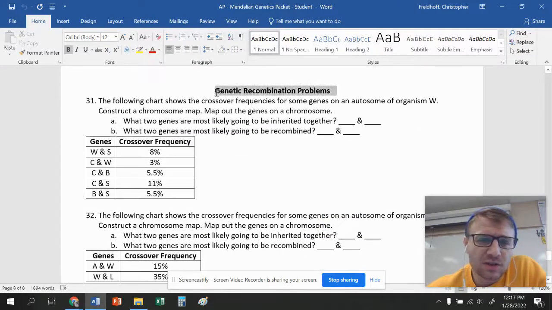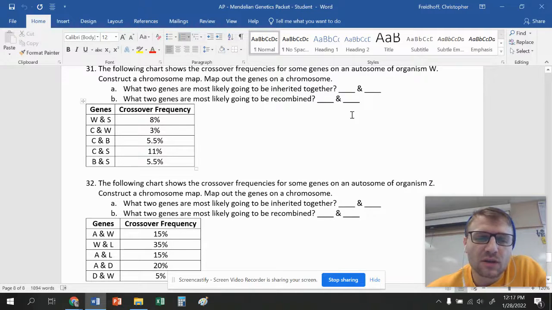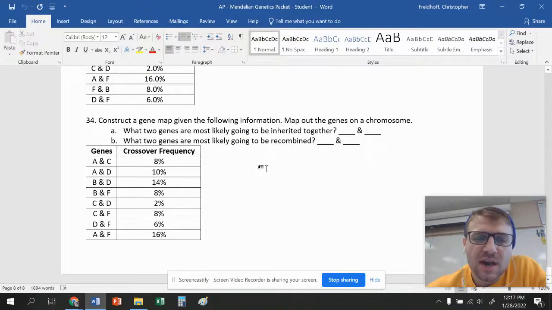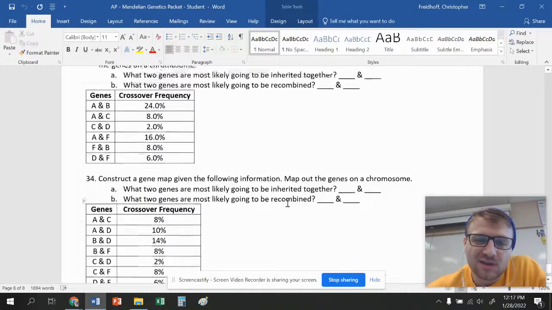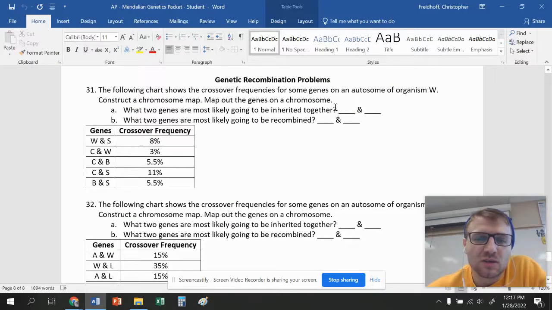And lastly, genetic recombination problems. Man, these can be tough at the beginning. I always tell my students, I really don't care if you can get through one of these problems. They should be able to get through a couple of these problems. This one's a little bit difficult. But you should be able to tell me which 2 are going to be inherited more often together and which ones are going to be recombined more often, because we're looking at the locus, or the gene location, of specific genes.